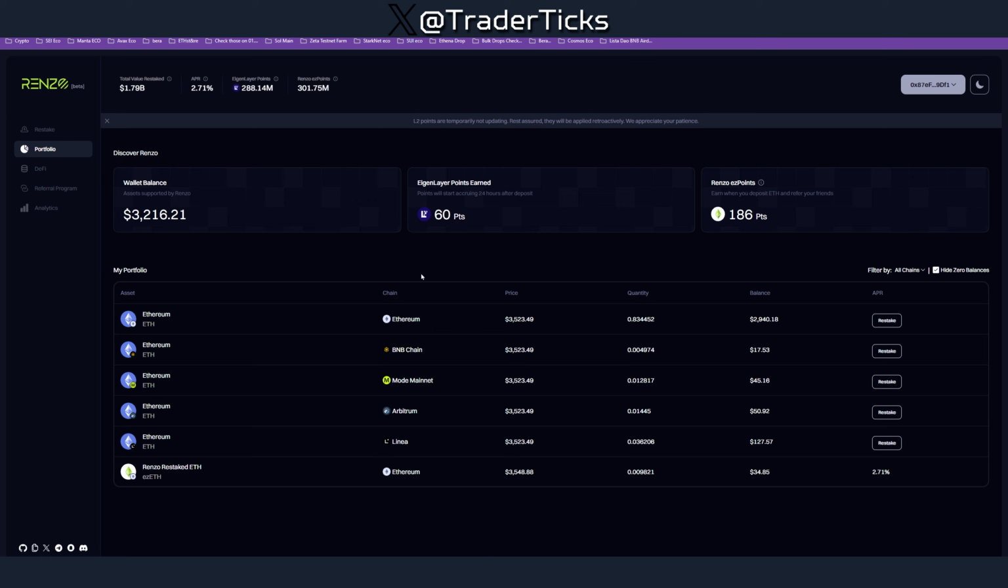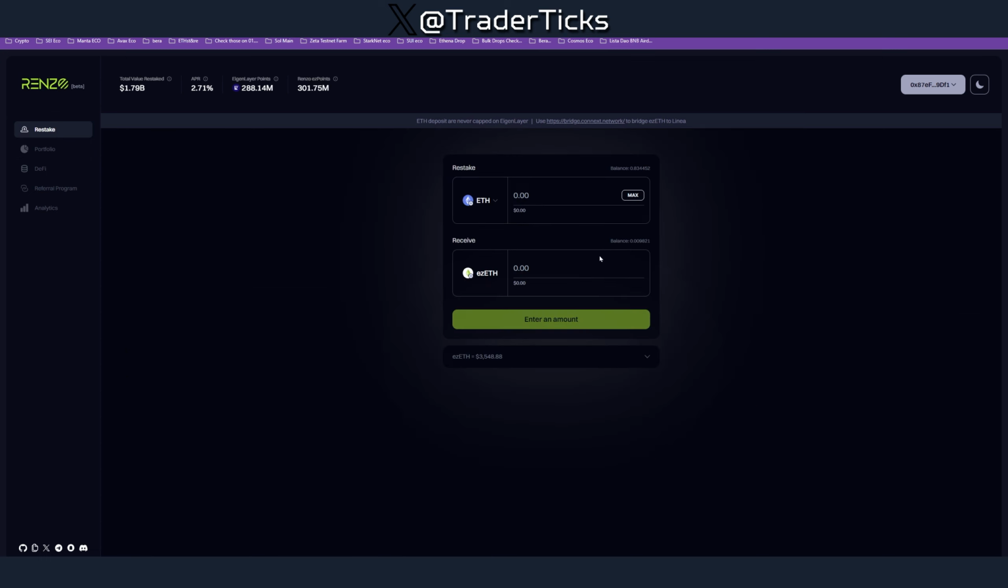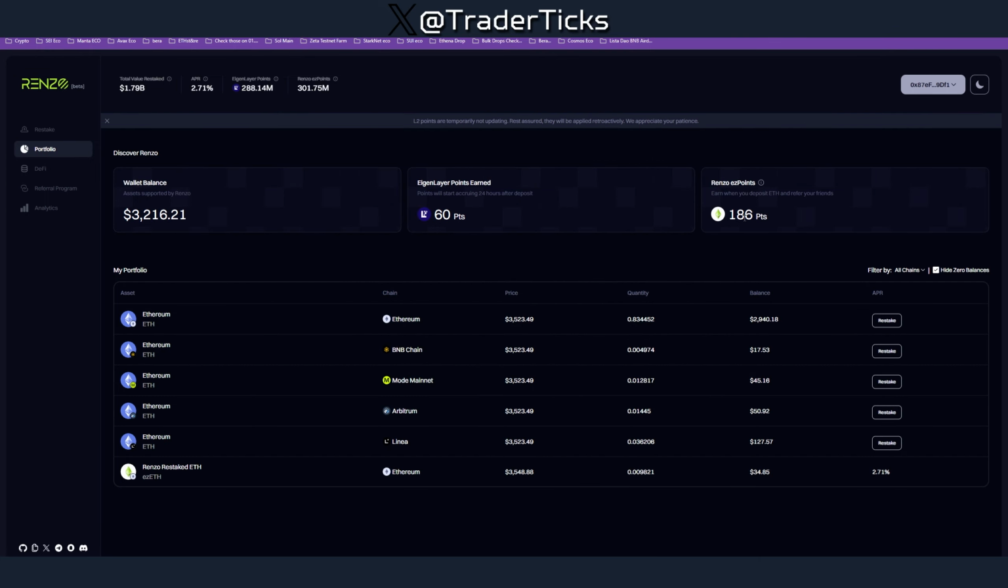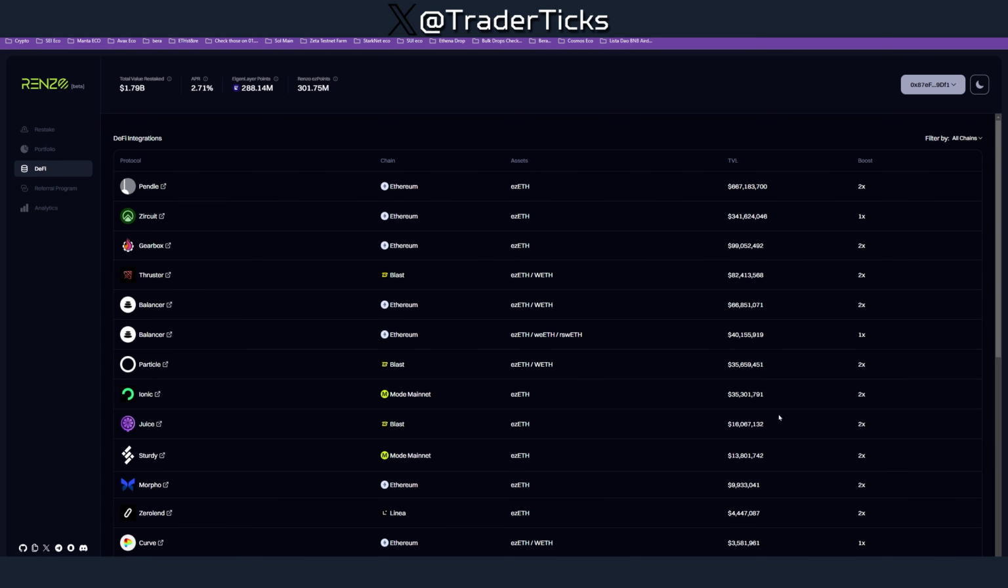Moving on, we have Renzo. I have a small allocation here, as you can see. We can restake Ethereum here, and pretty much we're gonna receive ezETH. And here you are earning Renzo ezPoints, which you can do different things to earn, as you can see. And they will convert at some point into some form of reward, and you will actually also farm the EigenLayer point system. And they also have their own DeFi pools.